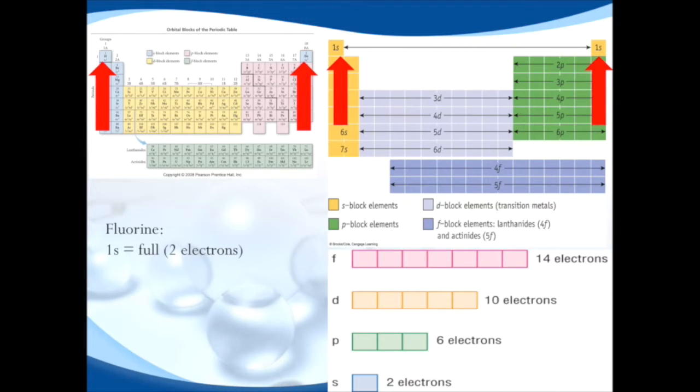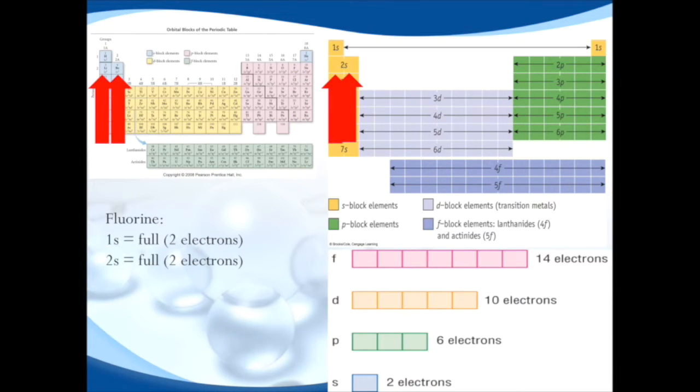So orbital S in the first energy level, it's full. So let's move down. In the second energy level, we find lithium and beryllium. Here, these two atoms are also before fluorine. So because they're before, it means that fluorine has the electrons of these two. So that means that the second energy level in the orbital S is full of electrons as well.